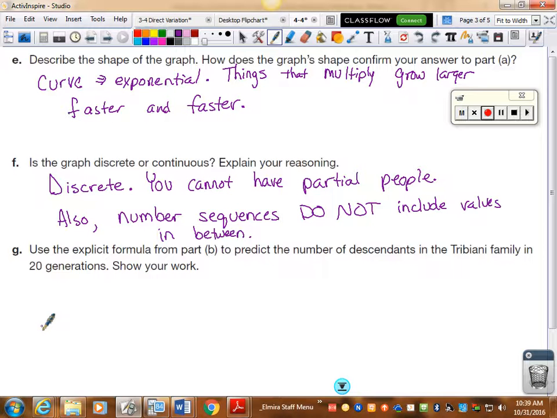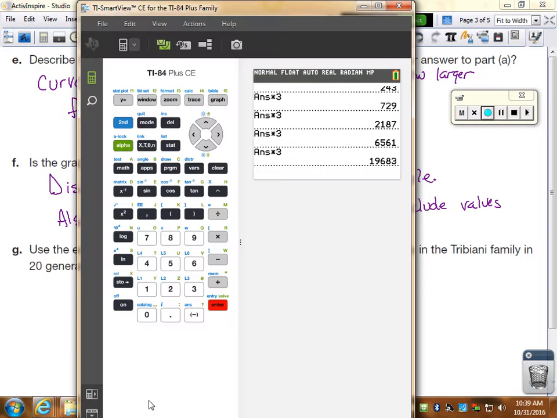Use the explicit formula from Part B to predict the number of descendants in the Tribbiani family in 20 generations. So that would mean n equals 20. So our explicit formula was g sub n equals g sub 1 times 3 to the 20 minus 1 power. And remember, don't do this part in your head. It's fine if you type it into the calculator already subtracted, but write it down that way because it's reinforcing the structure of the formula.